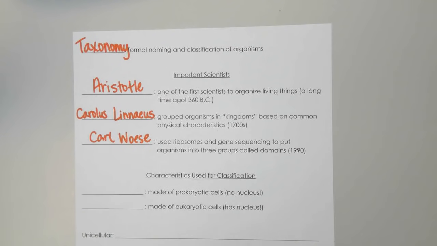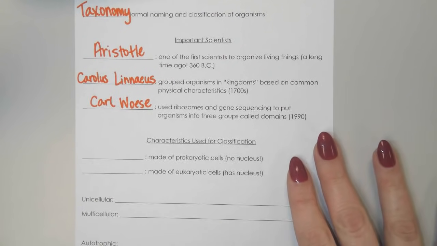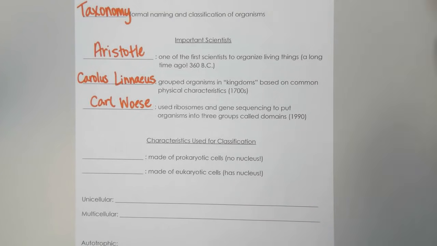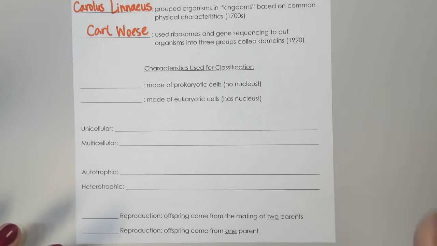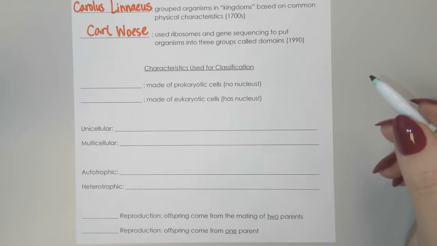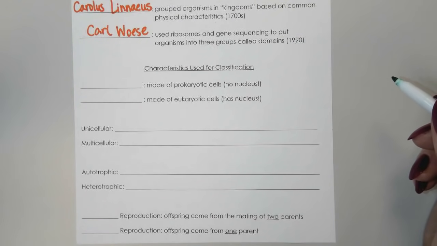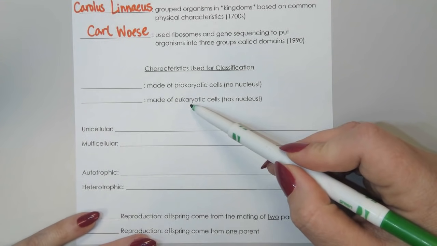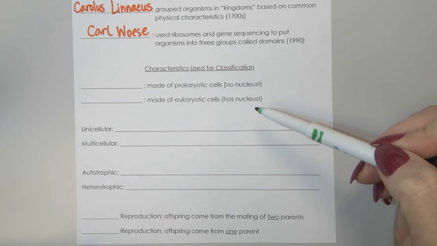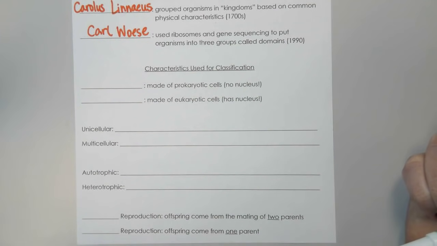The bottom part of this page talks about some of the characteristics that are actually used for classification. So when these scientists were putting organisms into these groups, these domains and these kingdoms, this is what they look for, okay? So first they look at the cell structure, because we know that all living things are made of cells, right? So is it made of prokaryotic cells, which do not have a nucleus, or is it made of eukaryotic cells, cells that do have a nucleus? And this is information that we covered in stop number 1.